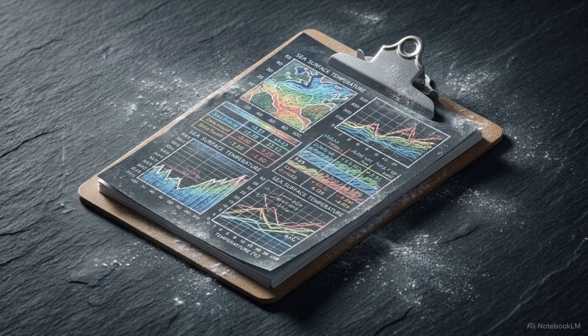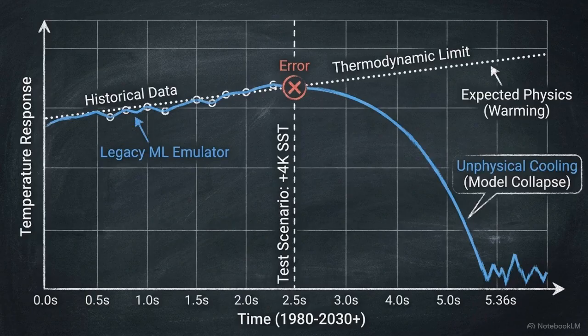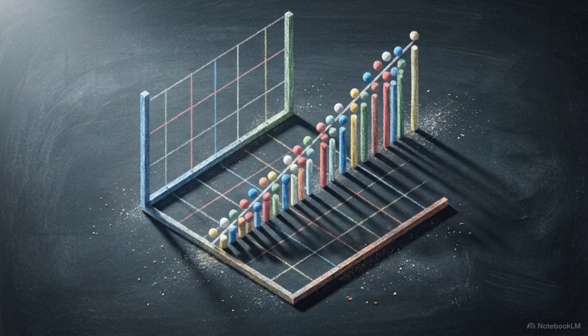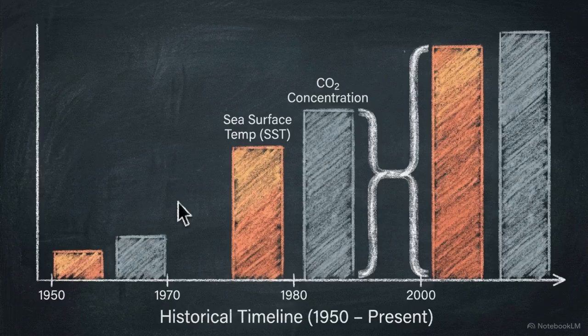A machine learning model that perfectly memorizes historical data is structurally useless for future projections if it violates basic thermodynamic laws the moment it encounters novel conditions. The root cause of this failure comes down to severe feature correlation within the model's training diet. In all observational datasets, rising sea surface temperatures are chronologically linked with rising CO2 concentrations. As one increases, so does the other.